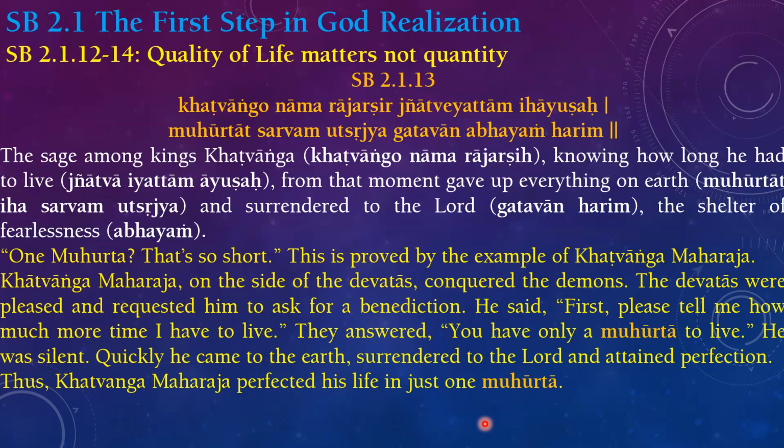Because he was left with one muhurta only, he came down to Bharatavarsha. He went to a holy place and, sitting in front of the deity of Lord Vishnu, meditated on the wonderful activities and qualities of the Lord. Then he immediately went to the spiritual world, Vaikuntha. One muhurta is 48 minutes. So he says, my dear king, just in 48 minutes, Khatvanga Maharaj attained perfection.